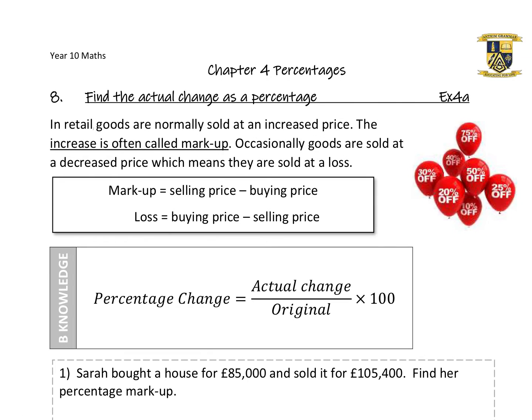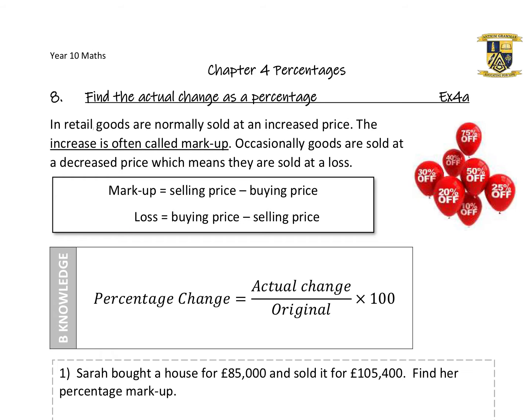In retail, goods are normally sold at an increased price. The increase is often called markup. Occasionally, goods are sold at a decreased price, which means they are sold at a loss. Markup is calculated by getting the selling price and subtracting the buying price. So if something cost £10 to buy and you sell it for £12, the markup would be 12 take away 10, which is 2.